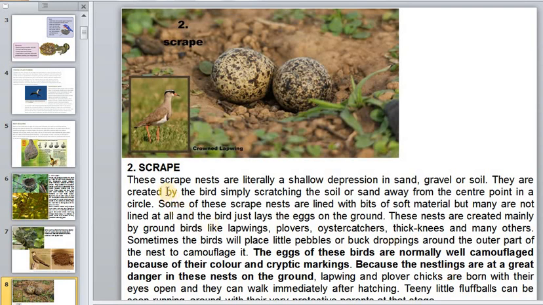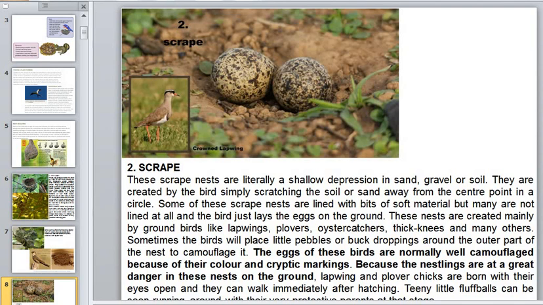And here we see the scraped nest. It's very interesting that some kinds of birds just scrape some ground. Here we see the scraped nests are literally shallow depressions in the sand or gravel or soil, and they are created by the bird simply scratching the soil or sand away from the central point in a circle.